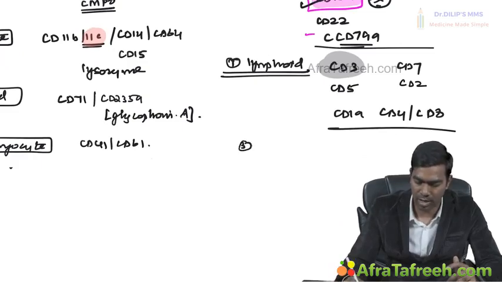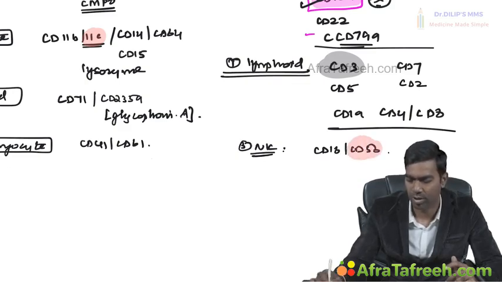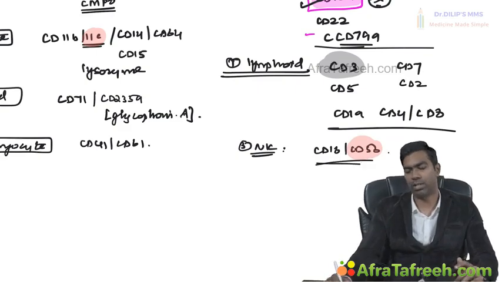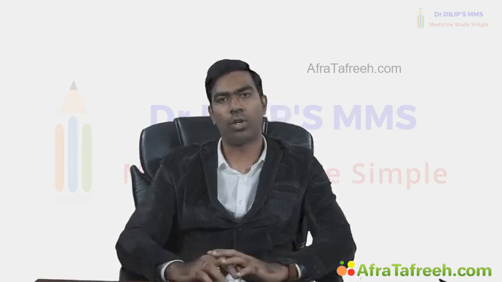Then you have natural killer markers. Two things, that is CD16 and CD56, out of which I told you multiple times the CD56 is the one that's going to be most important. Natural killer cell marker. CD16 and CD56 are natural killers. We know the mnemonic already.